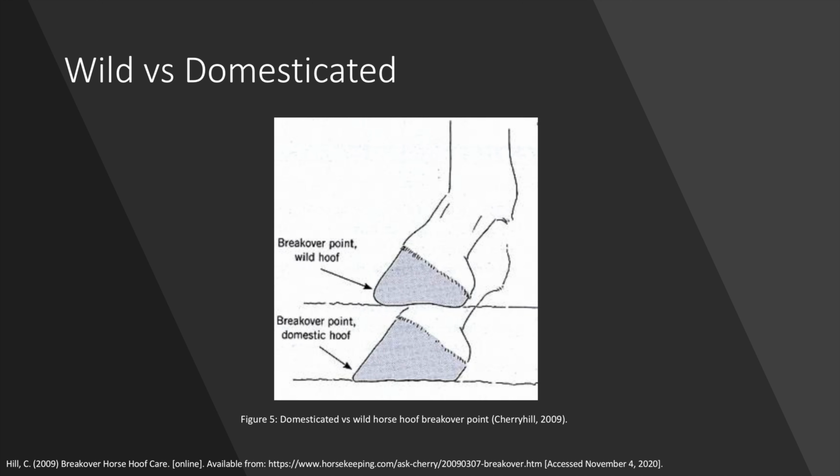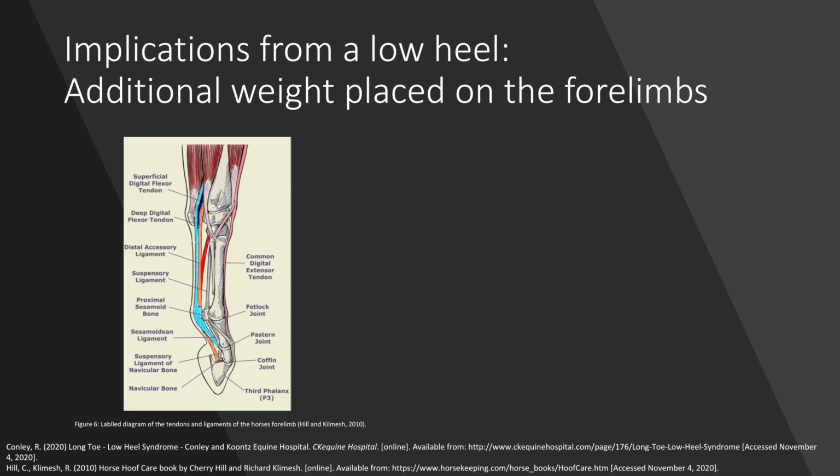down the hoof. However, domesticated horses, whether shod or barefoot, often have a longer toe, meaning that the breakover point is much further forward, causing more stress to be put on the horse's forelimb. Due to stress on the deep digital flexor tendon being prolonged or exaggerated due to breakover, this can lead to bowed or strained tendons.